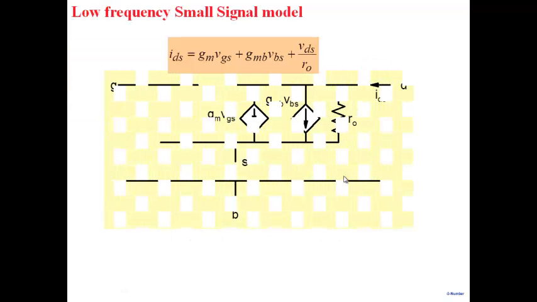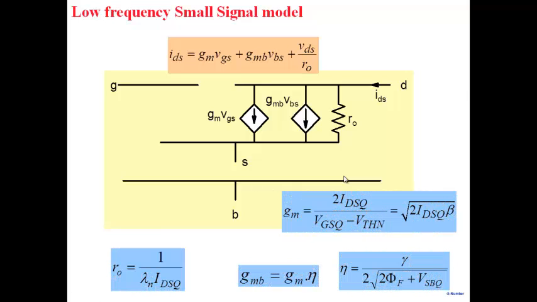And this was the small signal model that we had looked at. The small signal model under low frequency has these three elements: the voltage dependent current sources gm vgs and gmb vbs, and r0. Once we know the DC bias point, one can calculate gm using this expression, one can calculate r0, and one can calculate gmb. So all these three terms, gm, gmb, r0, we can calculate using the equations given here.